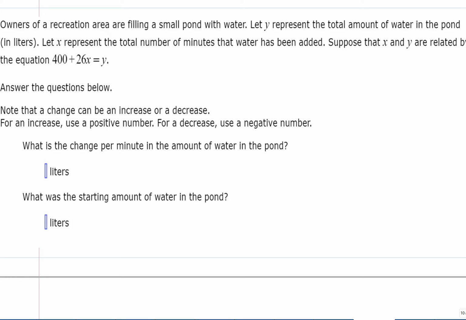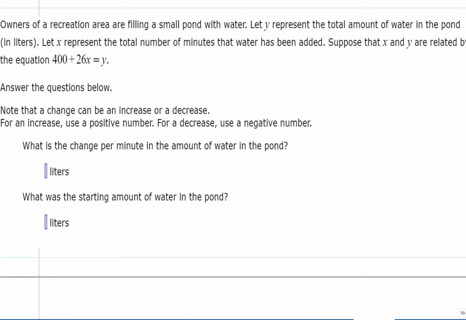Owners of a recreation area are filling a small pond with water. Y represents the total amount of water in liters. X represents the number of minutes the water has been added. Suppose X and Y are related in this equation. Answer the questions below. Is this equation in y equals mx plus b form? Not quite. They've reordered it, right?